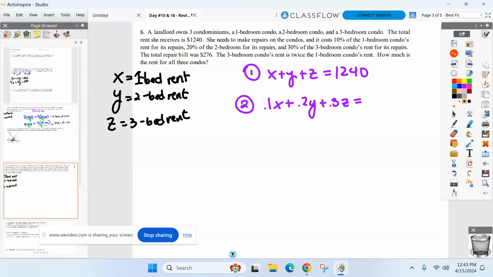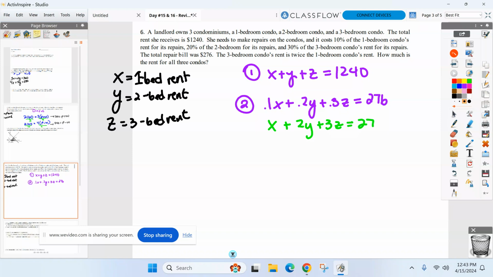So everyone all right? Well, I'm setting this equal not to 1240, but to 276. Real quick, again, you got to make a decision for what you're comfortable with. You don't like the decimals, take them out. Ready? You don't like 0.1x, just leave it as 1x. 2y, 3z, but be careful over here.